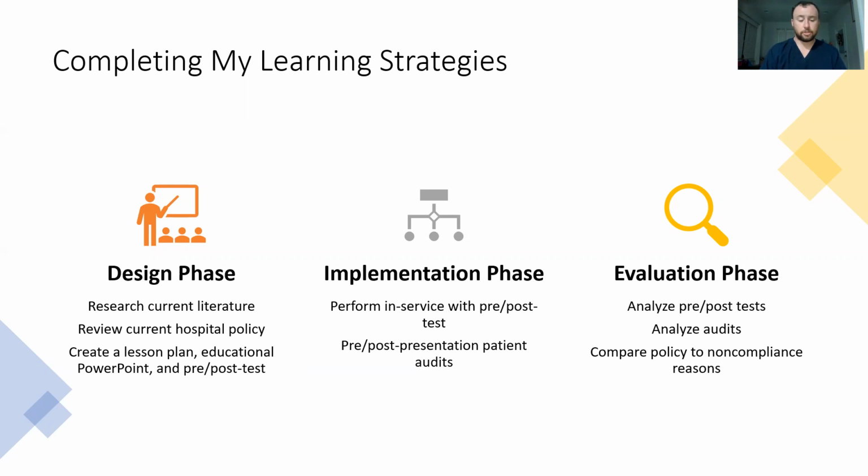Completing my learning strategies. The following is a brief description of how I completed the learning strategies from my learning contract. The design phase. Research on current literature. I found the most recent literature on fall prevention and performed a literature review of these articles. Review of the current hospital policy. I pulled my hospital's policy to review. This was then compared to the literature, which was found to match.